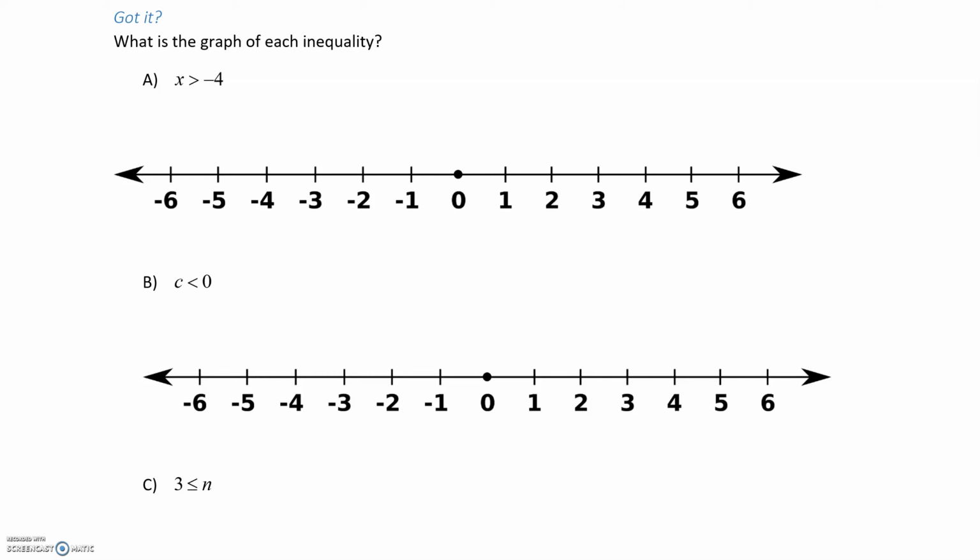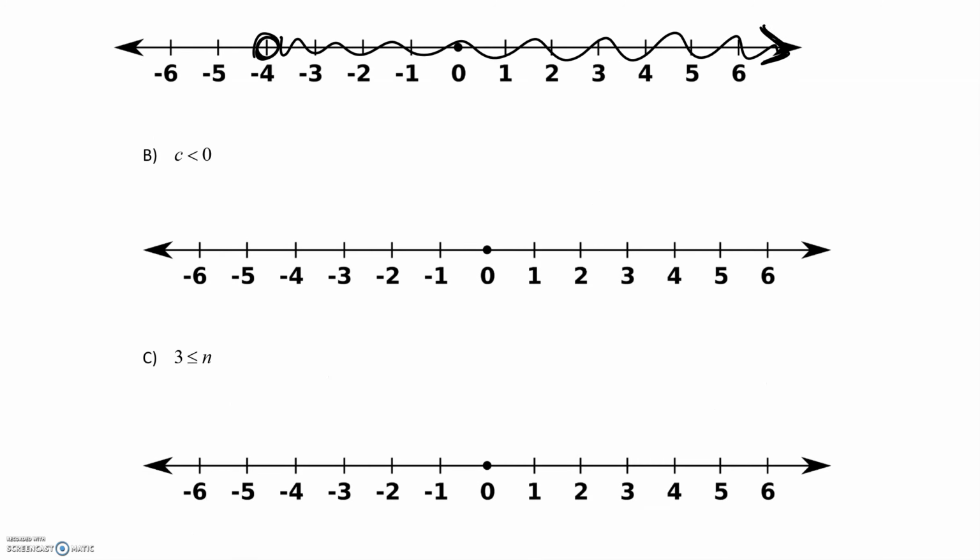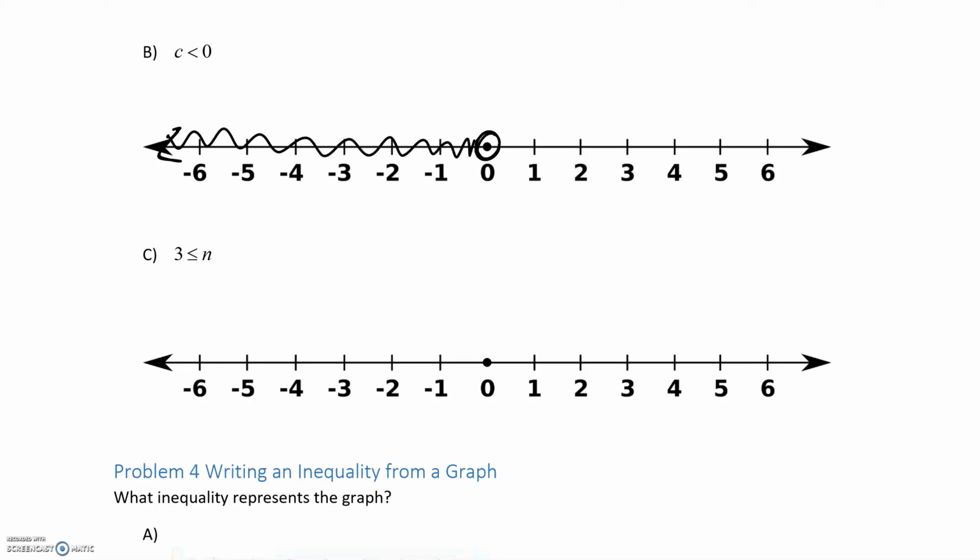So for this one, we're finding -4 on the number line. Since it's a greater than sign, but no equal sign with it, it's an open dot. And we are shading all the way to the right. It's going to go on forever. Okay, for this one, we have C is less than 0. So we're going to have an open dot at 0, and we are shading to the left. And on C here, we need to flip it around. So we've got N is greater than or equal to 3. So we're going to find 3 on the number line. It's greater than or equal to, so we're going to close that dot. And we are going to shade to the right. Okay.